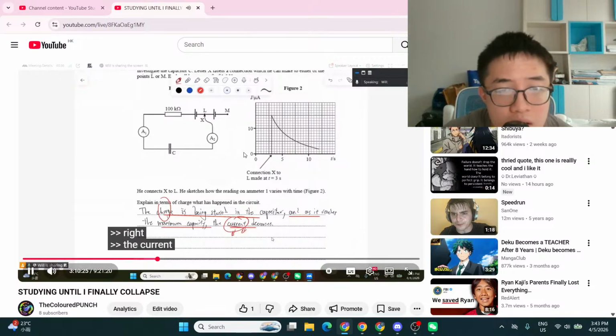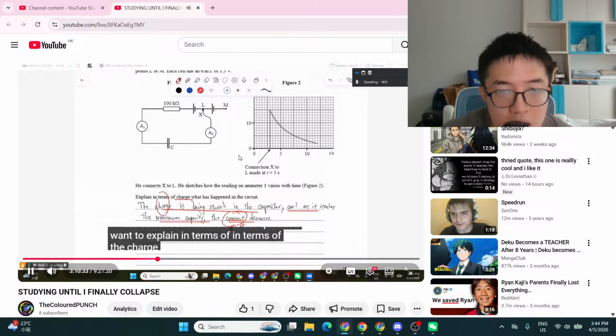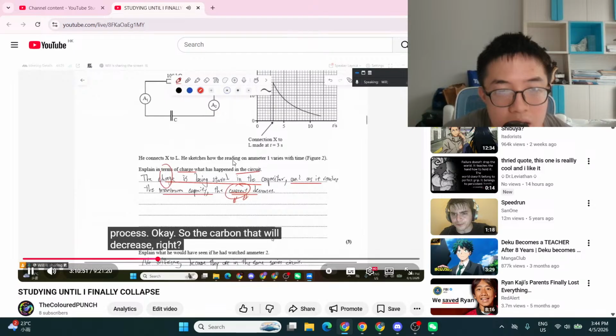Right? The current decreases. And the question wants us to explain in terms of the charge, using the charge to interpret what happened in the circuit. And this is the charge explanation, right? So the capacitor in the charge process. Okay. So the current will decrease, right? Here we get the 1 mark.